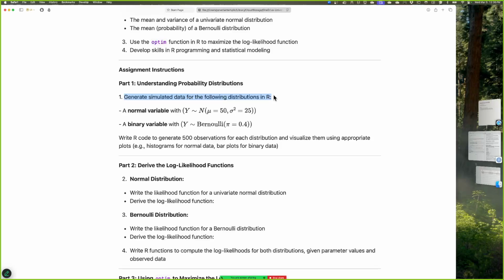The functions for generating data are rnorm for a normal variable and rbinom for a binary variable. Those will simulate random variables, simulate data. So that gives you a data set to work with. You know what the true value of the mean and variance happens to be in the normal distribution, and you know what the true value of the proportion for the binary variable happens to be.